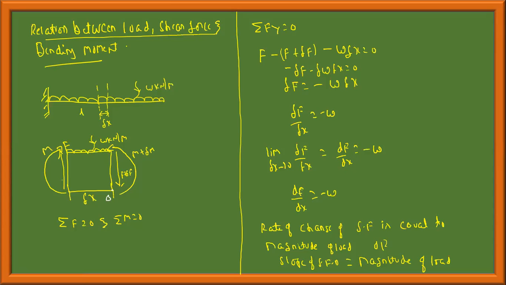You should always consider that it is a constant load acting along the length of the beam. Okay. Next, the second requirement for equilibrium: summation of moment is equal to 0. I'll go back to this.